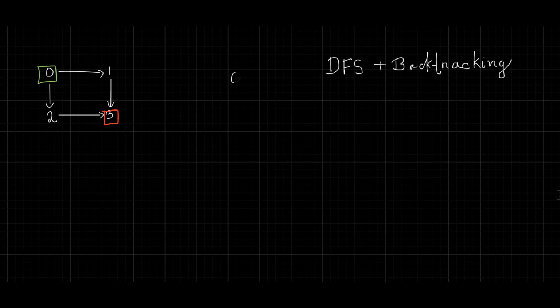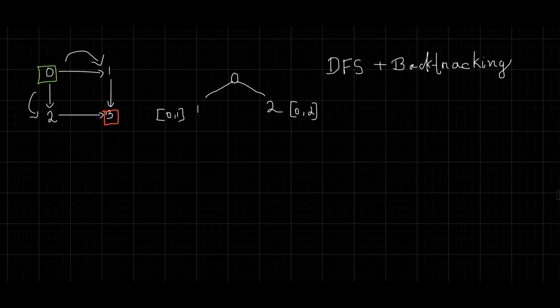Initially, we are at this point 0. Now, from 0, we can go into 1 or we can go into 2. Now, what is the path? If we reach 1, it will be 0 and 1. And what is the path if we reach 2? It will be 0 and 2.